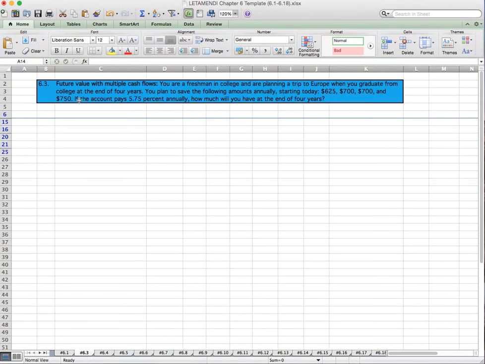So now let's move on to 6.3, future value with multiple cash flows. You are a freshman in college and you're planning a trip to Europe when you graduate from college at the end of 4 years. You plan to save the following amounts annually starting today: 625, 700, 700, and 750. If the account pays 7.75% annually, how much will you have at the end of 4 years?